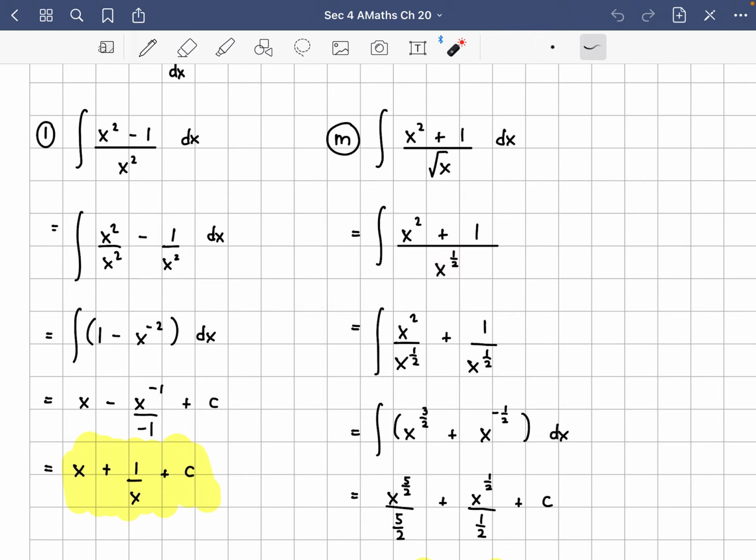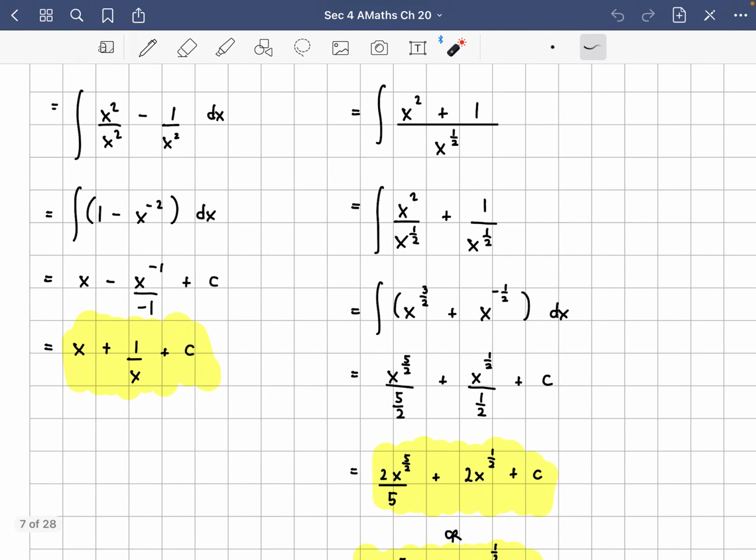And then what should I do next? So I will divide this with this, and then 1 by the same denominator, of course. So what do you have now? So we have x squared over x raised to 1/2 plus 1 over x raised to 1/2.